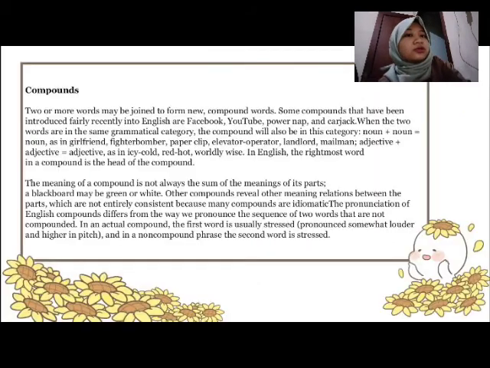And for compounds, two or more words may be joined to form new words, and that is compound words. Some compounds that have been introduced fairly recently into English are Facebook, YouTube, power nap, and carjack. When the two words are in the same grammatical category, the compound will also be in this category.